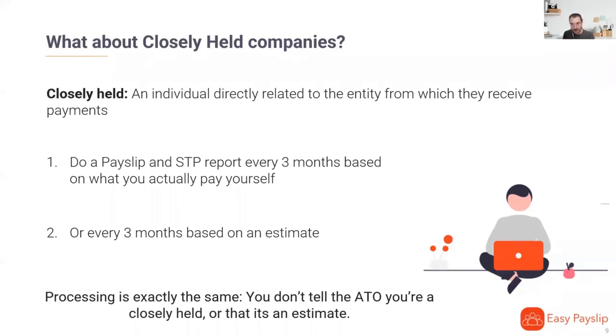You do a pay slip, you report those amounts. The only difference if you're doing an estimate is when you do your 4th quarter at the end, you would work out what you're actually paying yourself and work out the difference. So your last quarter would balance out the estimates from the first 3 quarters. But as far as processing this in Easy Payslip or other software, you do it exactly the same way. You are sending an STP file that looks exactly the same as any other business, with amounts, wages, tax, super, etc.